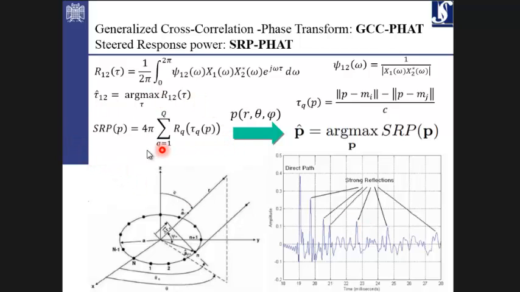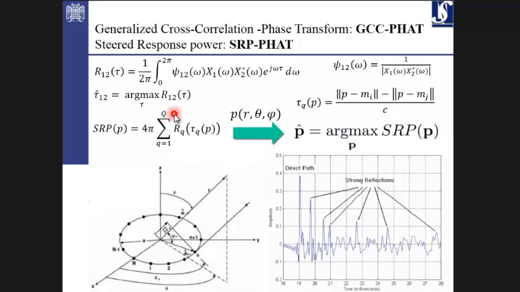SRP, in general, considers Q to denote the pairs of microphones. So if you have an array of, for example, M microphones, then you have Q pairs of these microphones. For example, if you have M microphones, then M times (M minus 1) over 2 is the number of pairs that you can have. Every two microphones are considered one pair, so the number of pairs you can have is M choose 2.